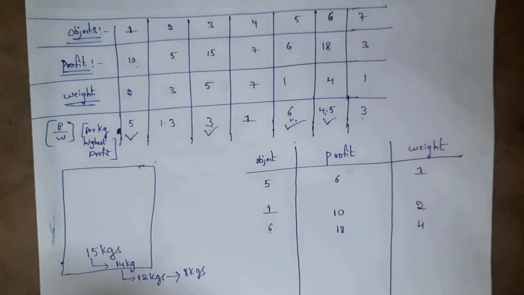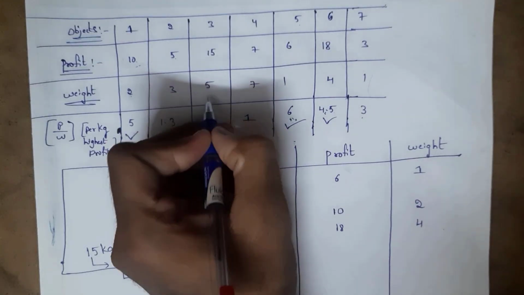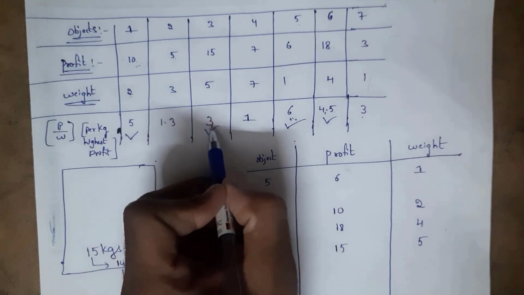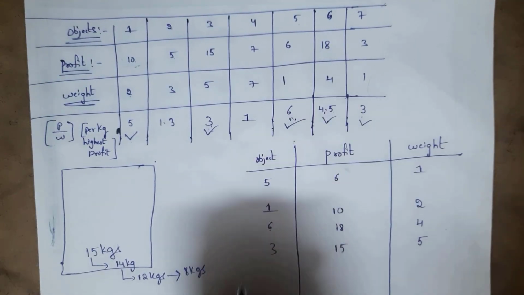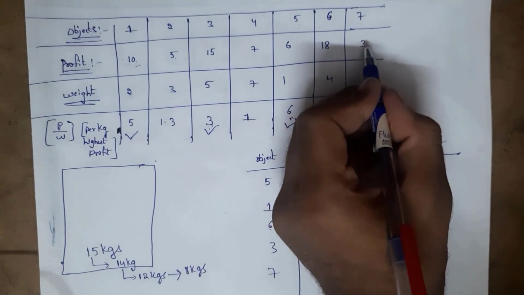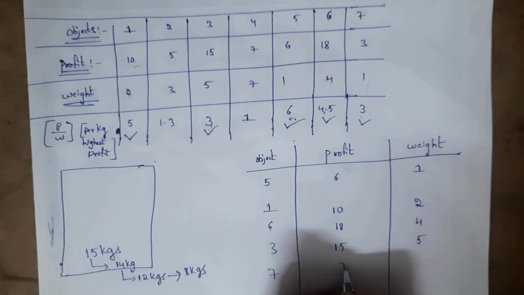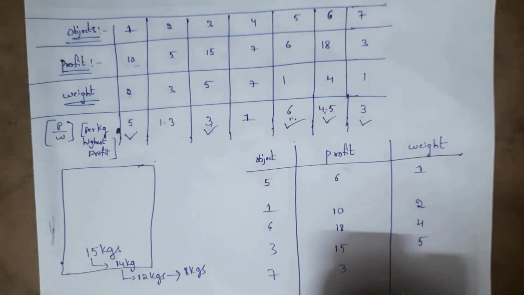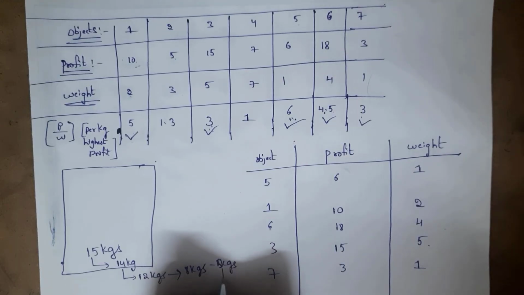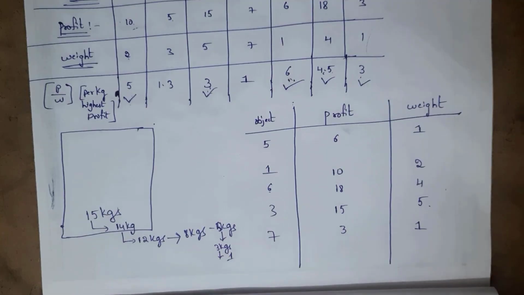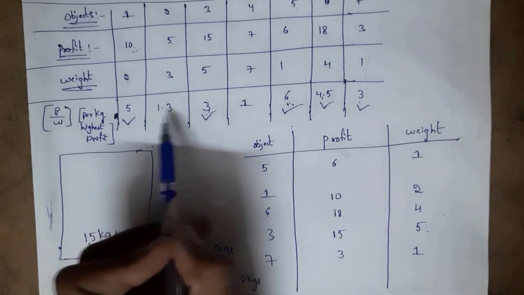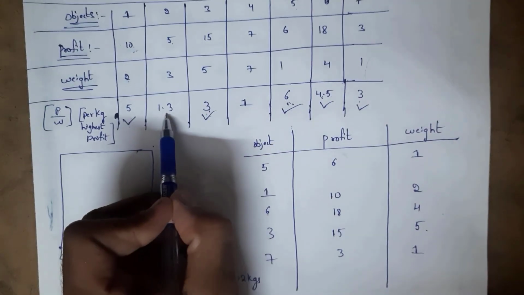For object 3, profit is 15 and weight is 5. After this, which has the highest profit per kg? That is object 7, so I am selecting object 7. For object 7, profit is 3 and weight is 1. 8 minus 5, that is 3 kgs left. After selecting object 7, 3 minus 1, that is 2 kgs left. Here next, which object has the highest profit per kg? That is 1.3.